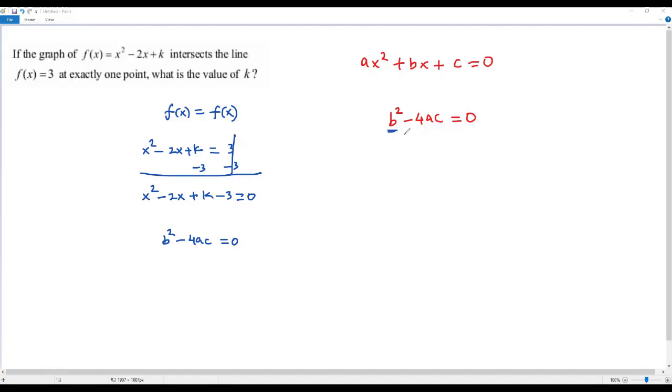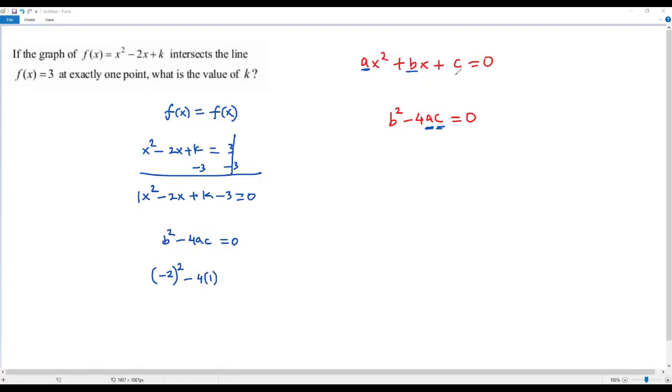Okay, here this b is the coefficient of x. The coefficient of x in this quadratic equation is negative 2. So we can plug in negative 2 for b over here. Then we get (−2)² − 4 times. a is the coefficient of x². The coefficient of x² in this quadratic equation is just 1. We can plug in this 1 for a over here. Then we get 4 times 1.